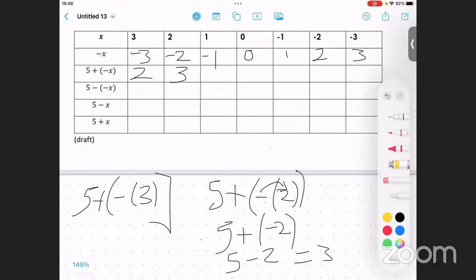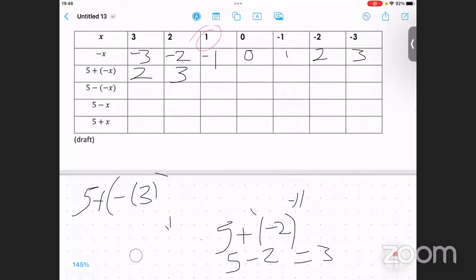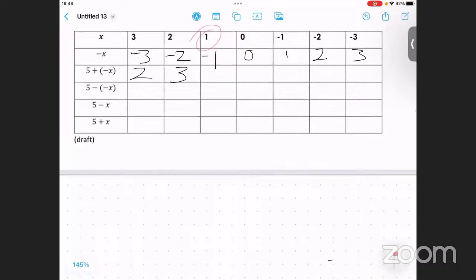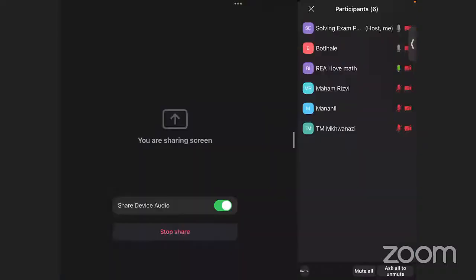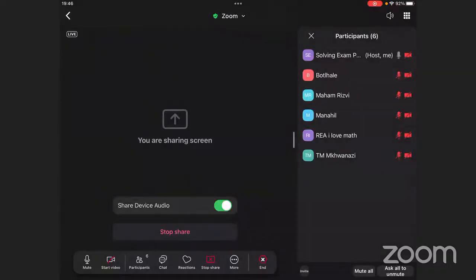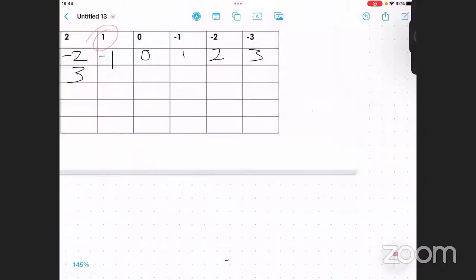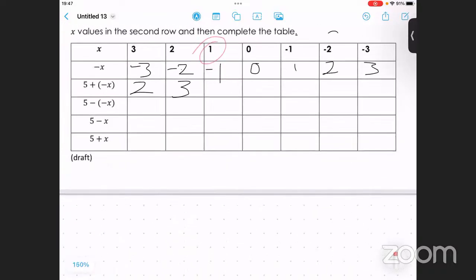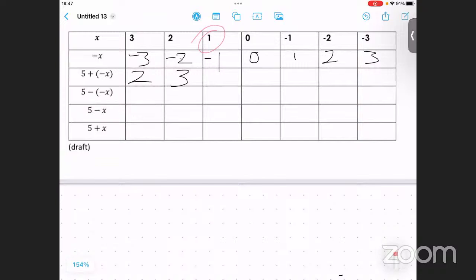Do we have a question, or do we all understand? We all understand. Perfect. So now, how are we going to work the one for when our x value is equal to 1, Botlhale? How are we going to work that out? Botlhale, are you still there? Yes. Okay, how are we going to work out this expression when our x value is equal to 1? What are we going to have?